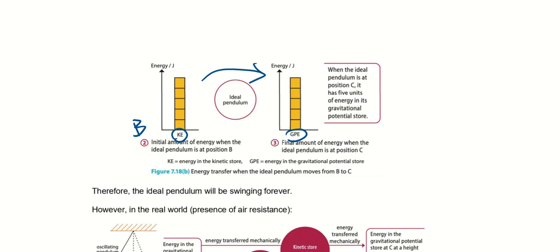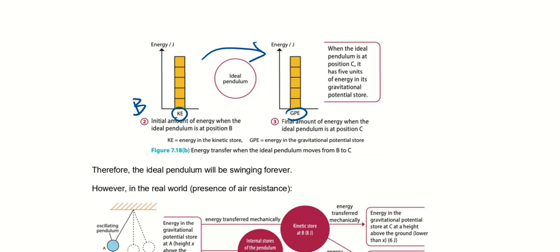If this continues, then C to B to A to B to C, these 5 units of energy will be transferred from the gravitational potential store to the kinetic store and back to the gravitational potential store again. In this case, the ideal pendulum will just keep on swinging forever.